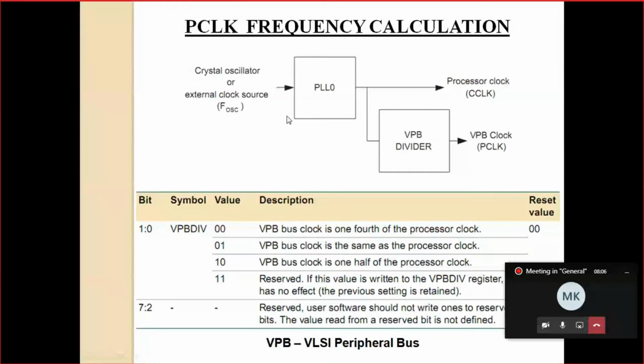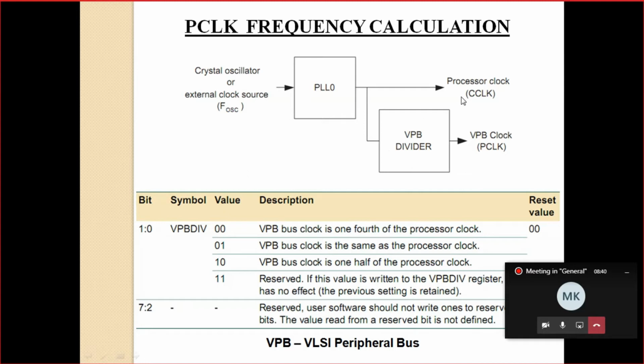So I have told PLL0 is used for generating the system clock. System clock means it is inclusive of core clock and peripheral clock. Peripheral clock is nothing but VPB clock. PLL0 will be used for generating CCLK. From the CCLK you derive PCLK or VPB clock by using a block known as the VPB divider.